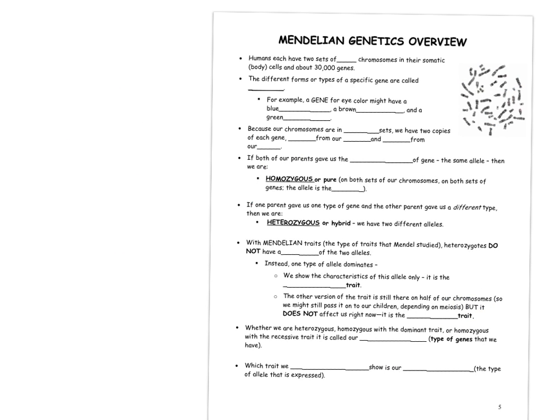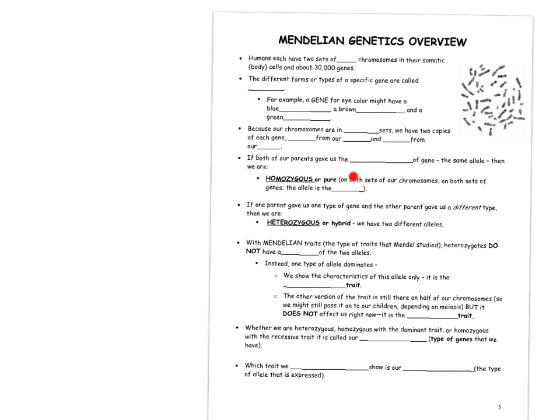And you know the answer to these. You know the idea of the karyotype. You know that humans each have two sets of what chromosomes in their somatic body cells and about 30,000 genes. Two sets of what? You know that. Now, different forms or types of specific genes are called what? And again, I defined it for you already.